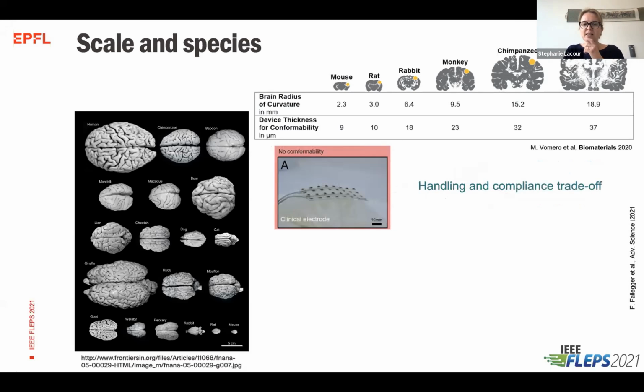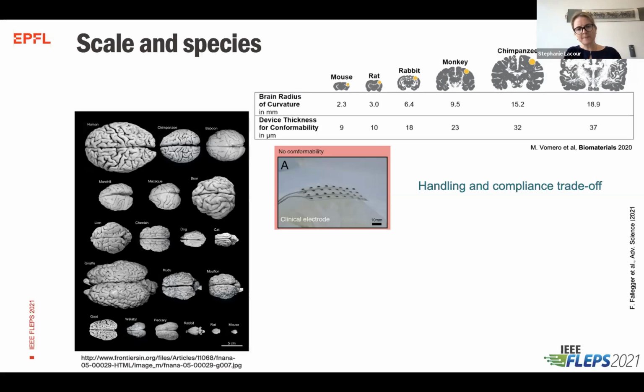In practice, the equation on the mechanics is one thing; the second is how you can manipulate and handle these devices. The previous equation showed that we should make something very thin and very soft, but practically it becomes quite challenging to use if you want to implant such a device.